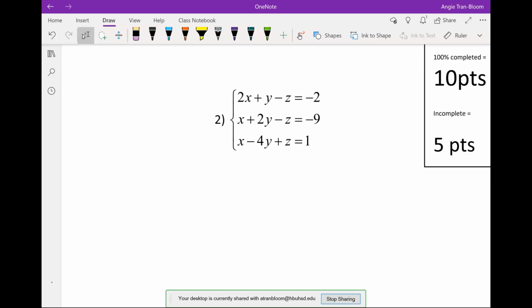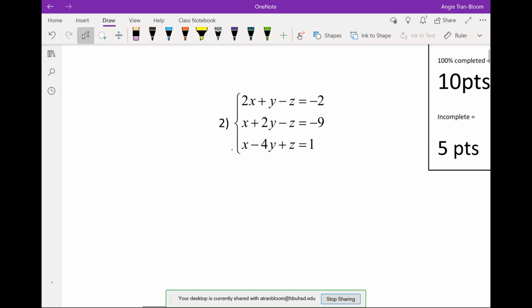x plus 2y minus z equals negative 9 and x minus 4y plus z equals 1. Okay, so you use the bottom 2 first. What did you eliminate? Okay, so that means you should have 2x minus 2y equals to what? Good. Now you have to eliminate z from another 2 equations. Which 2 did you use next? x plus 2y minus z equals negative 9 and 2x plus y minus z.